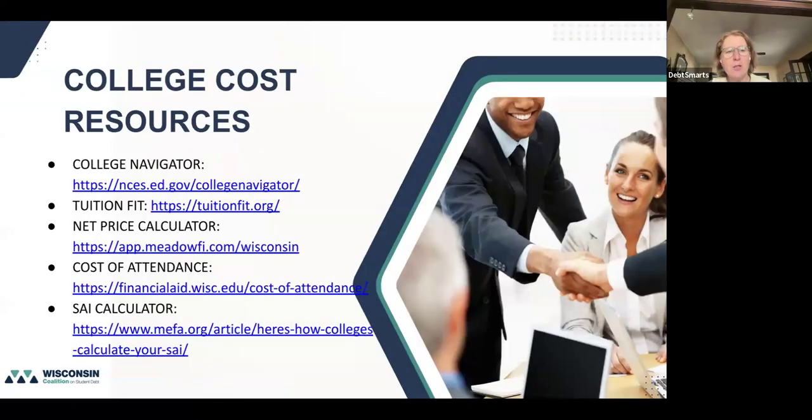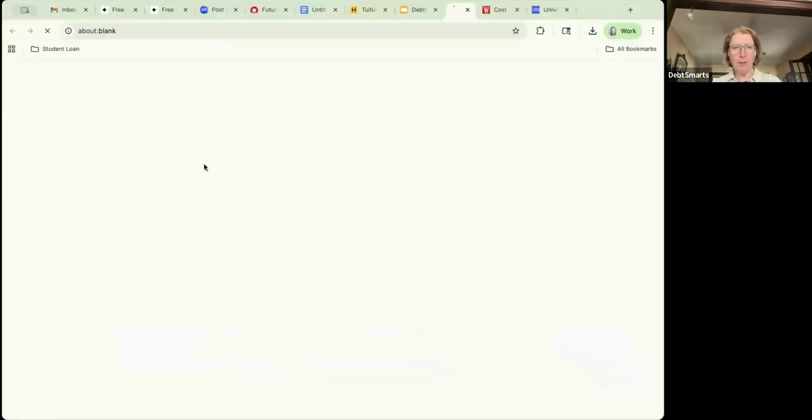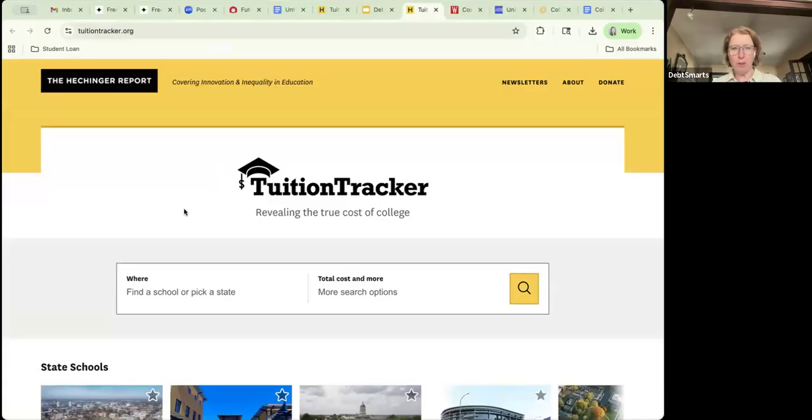Okay, so we are going to go into the tuition tracker tool, but I wanted to share that there are a lot of tools out there that students and families can use to dig into these kinds of numbers to really understand what they're talking about in terms of the total cost of attendance. And so here are some of the links that I'll share out with you, ways that you can compare those costs and really understand the net cost of a college. So we're going to go into this tuition tracker, and this is going to be a live demo here.